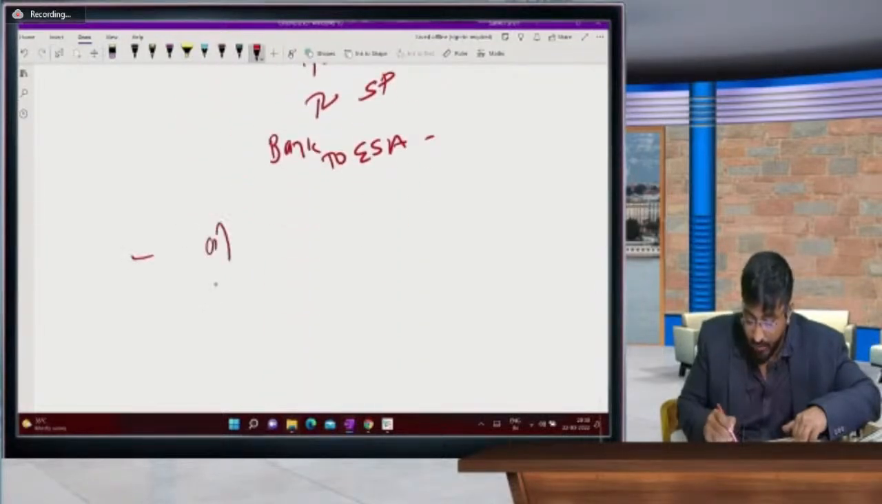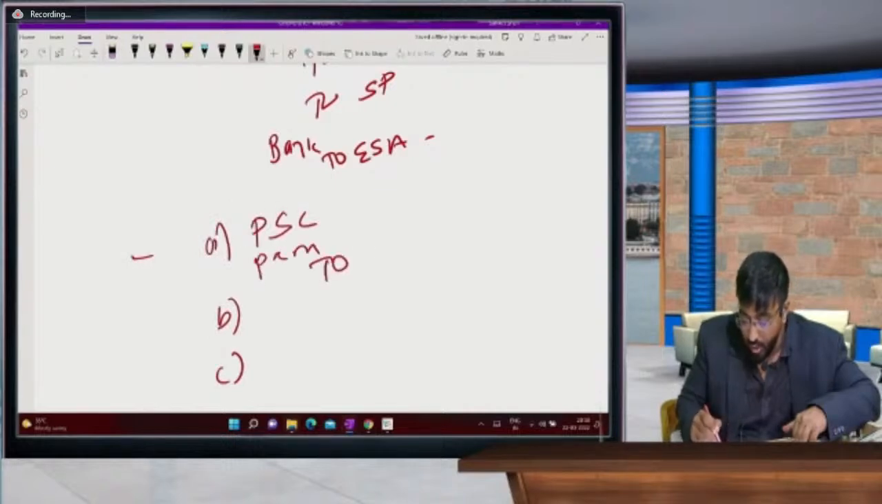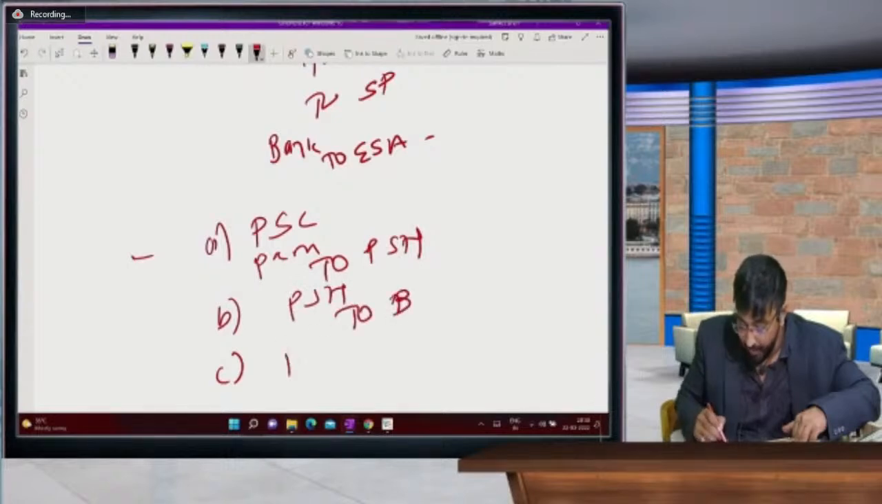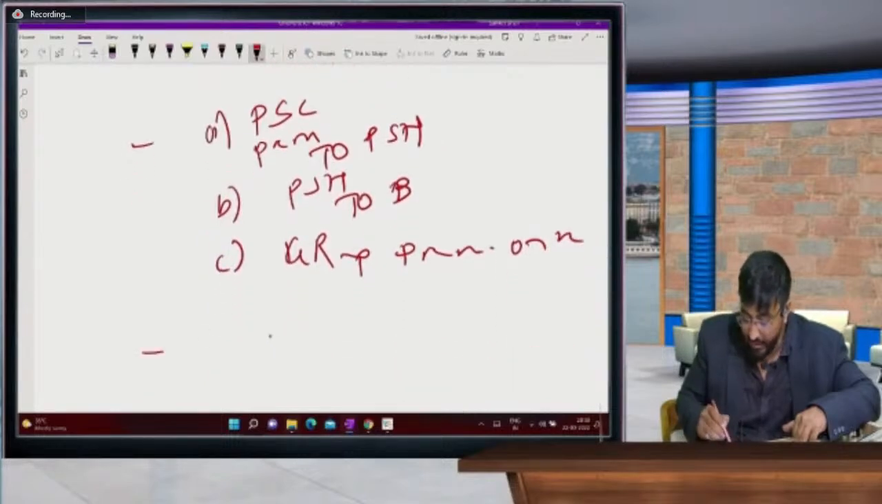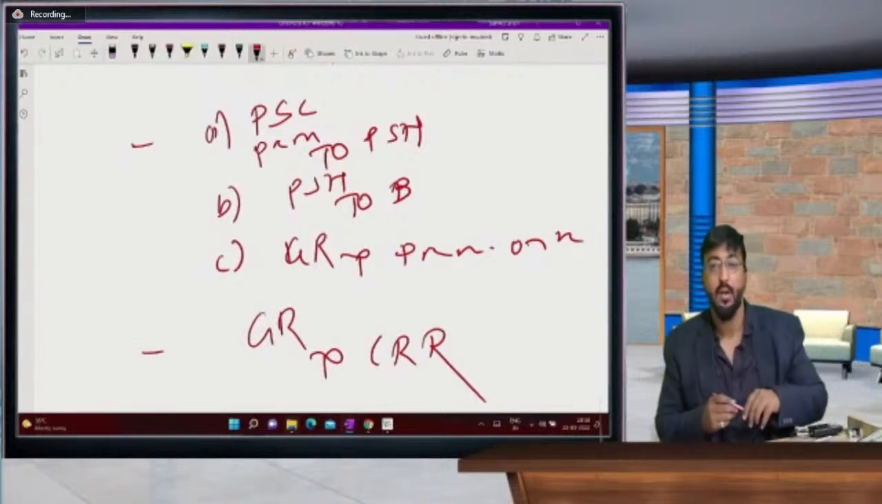Preference share redemption, 3 entries. Preference share capital, premium on redemption to preference shareholder, to bank, and then premium is cancelled with general reserve to premium on redemption. Last entry, general reserve to CRR. Over.